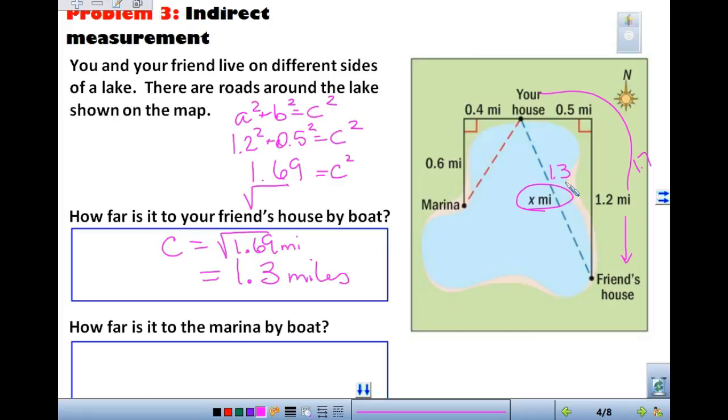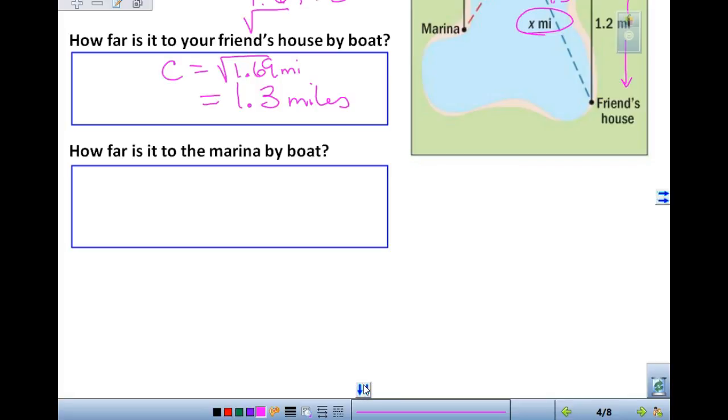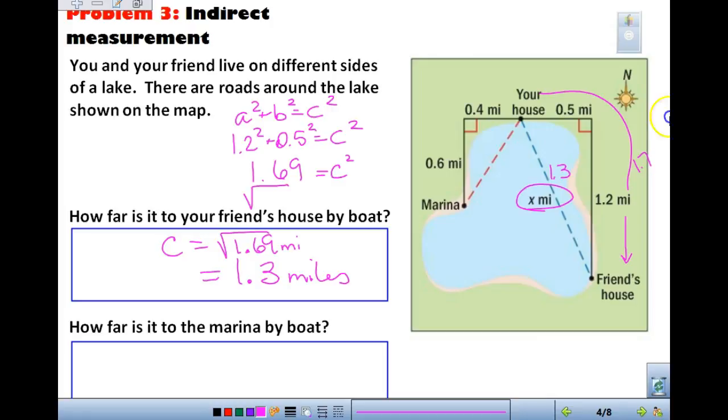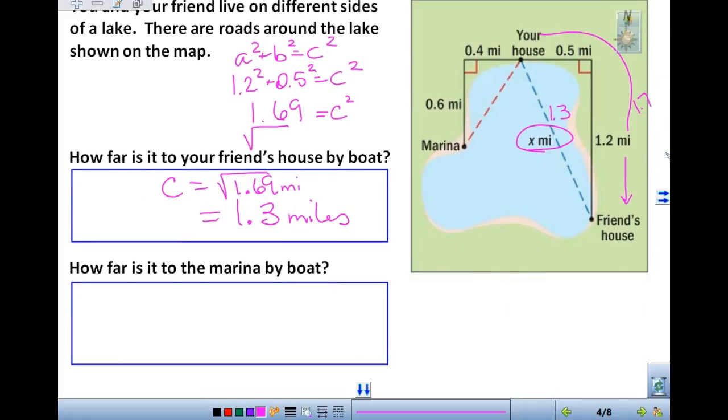All right, so the next one says, how far from the marina to your house? Start me out as I am looking at this one. Jeffrey, what do you want to start with? From the marina, so I'm trying to find this. We'll call this y. What do I have to start with to show my work to get how far this is? Same way we started the last one, right? With the leg squared plus the other leg squared equals the hypotenuse squared. Want to tell me what numbers we put in?